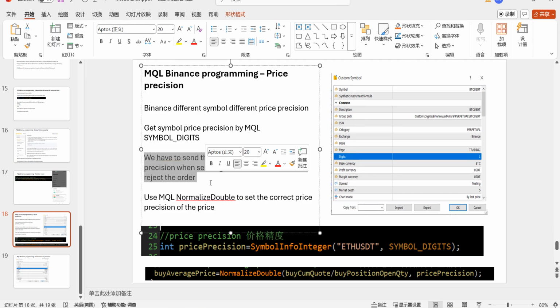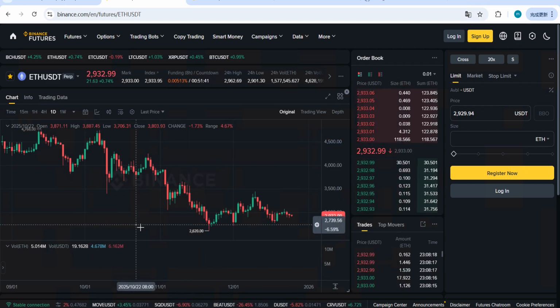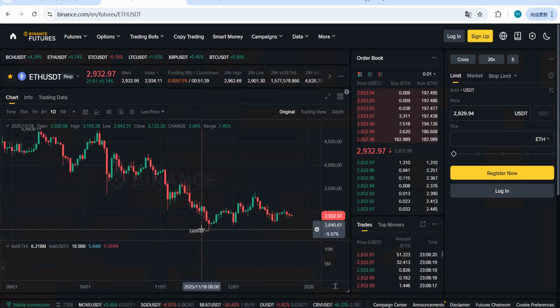We have to send the order with the correct price precision when sending an order, otherwise Binance will reject the order. For example, if we are sending an ETH USDT order with a price precision of 1 decimal place, then Binance will reject it, because Binance requires the ETH USDT price precision to be 2 decimal places.